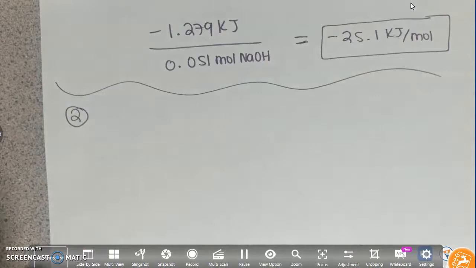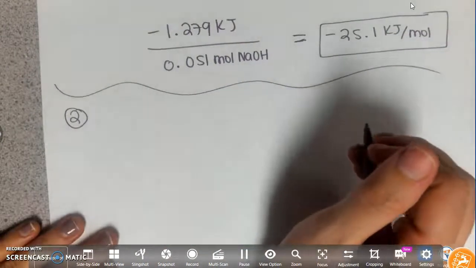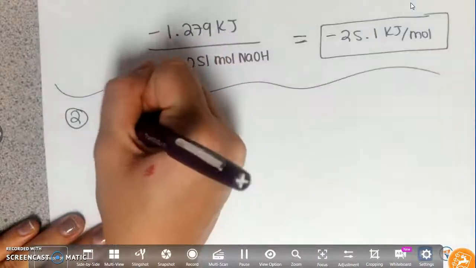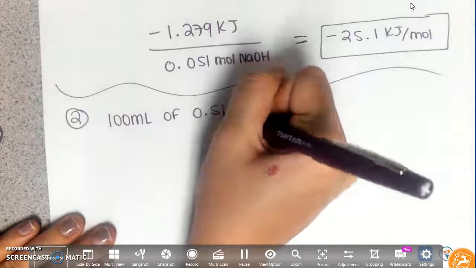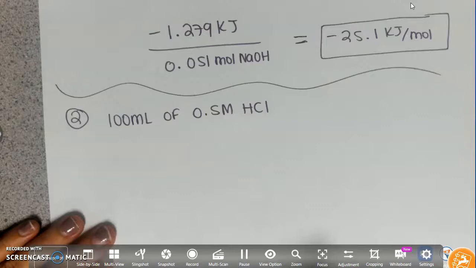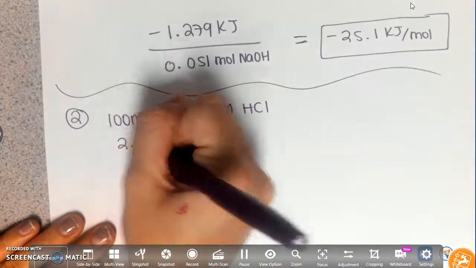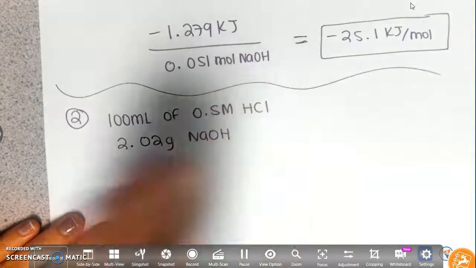Part 2, what happened in part 2? You measured out, you didn't use water, instead you used HCl, and you used 100 milliliters of 0.5 M HCl. So we have a salt in a solution this time. And with my salt, we said do the same thing again. So let's say I had, for simplicity's sake, 2.02 grams of NaOH.